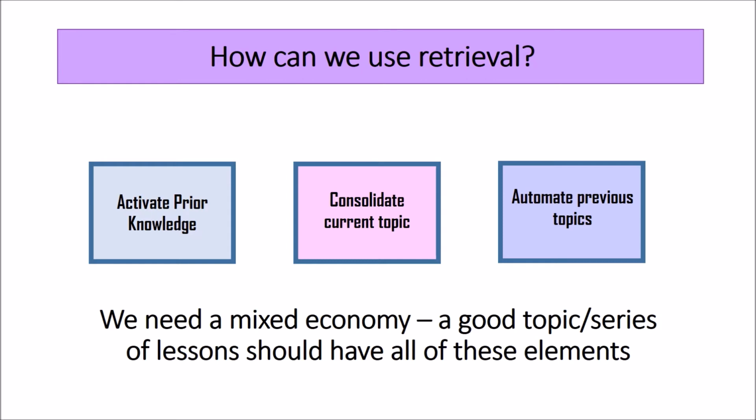So a good topic or series of lessons should have all of the above elements. We should have an opportunity for students to activate their prior knowledge. We should consolidate the current topics so that the learning that we are currently working on makes sense, and we should be automating previous topics so that we are building the student schema and allowing them an opportunity to fit the new material into that.